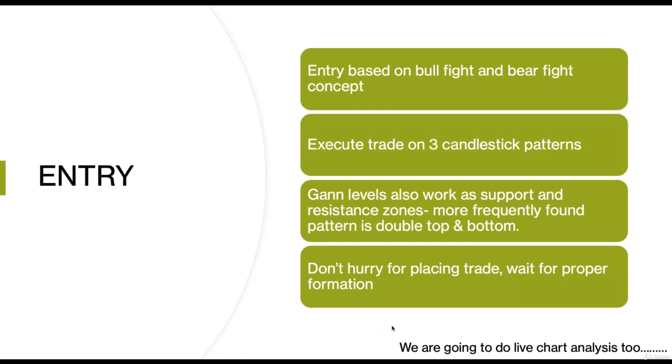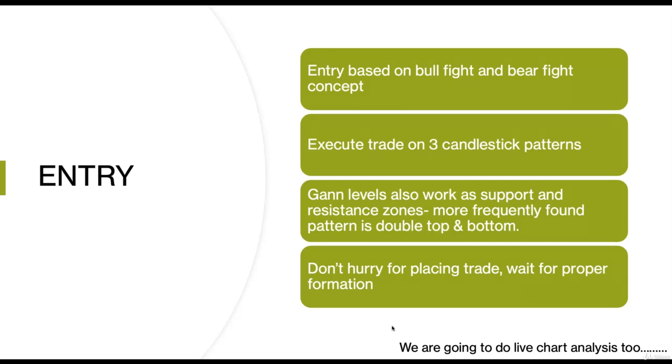Now we are going to look at the entry using the Gann levels. Our first point tells us that the entry should be based on the bull fight and bear fight concept. In the previous lecture you learned about the bull fight and bear fight. So this bull fight and bear fight should happen, and only then are you going to place your trade using the Gann levels. The next point tells us to execute the trade on 3 candlestick patterns. This also you have learned, the 3 candlestick patterns, before the bull fight and the bear fight.